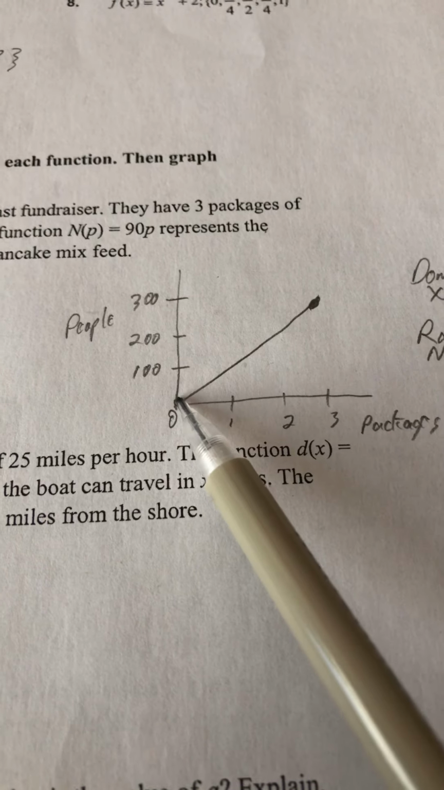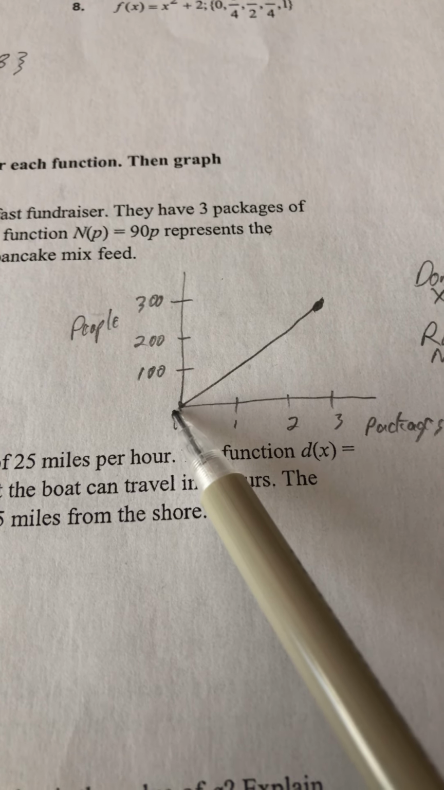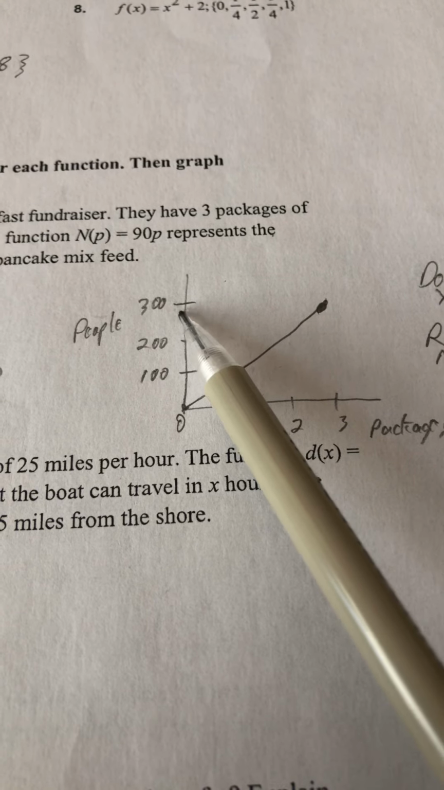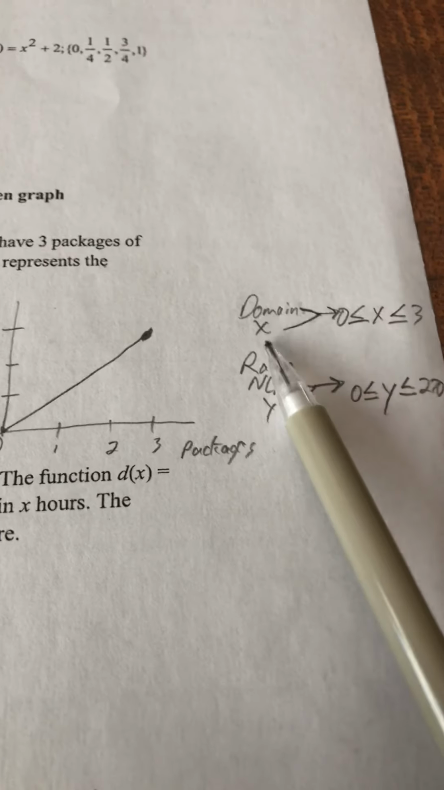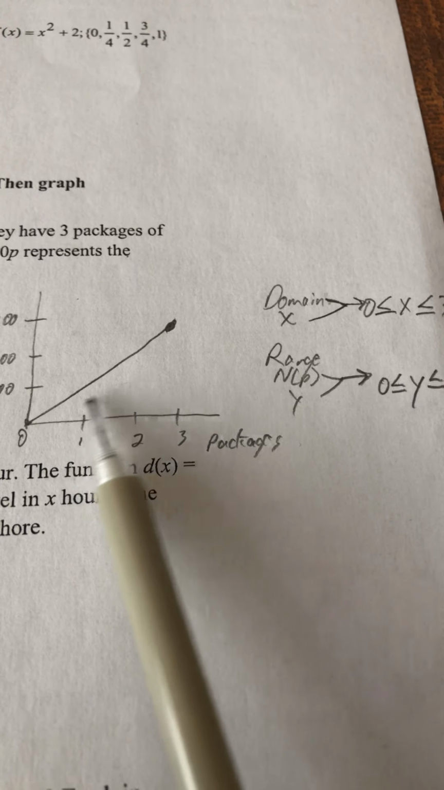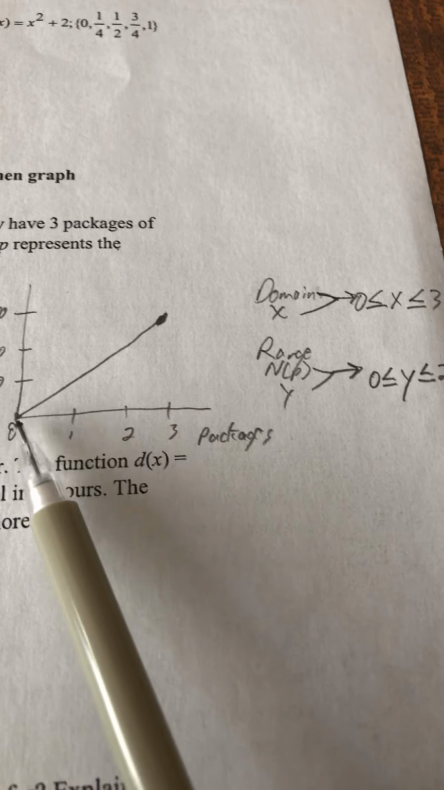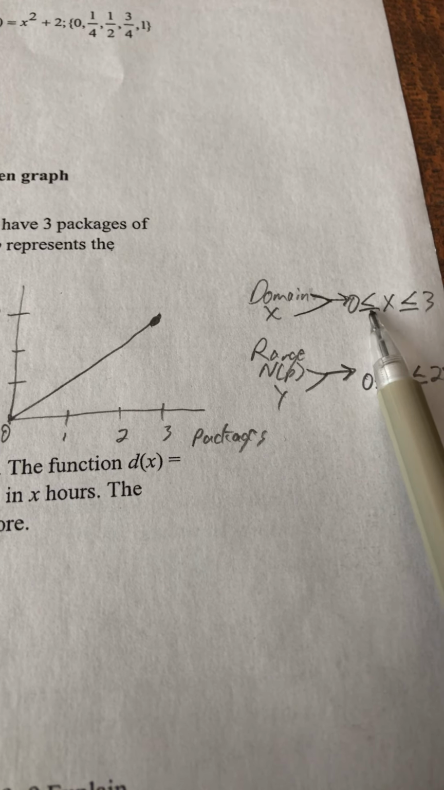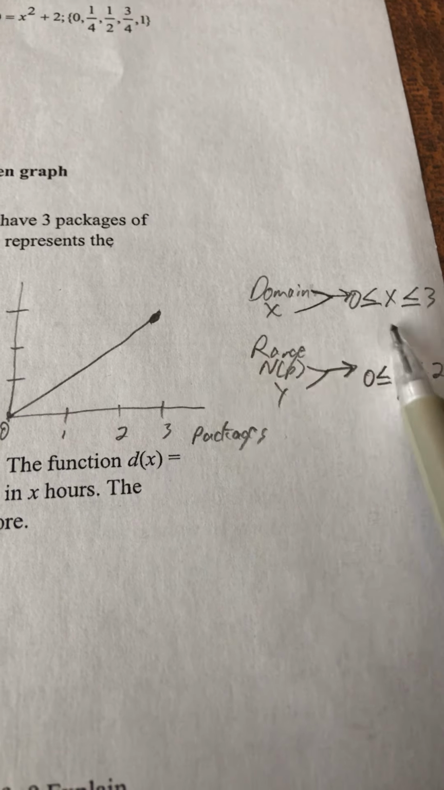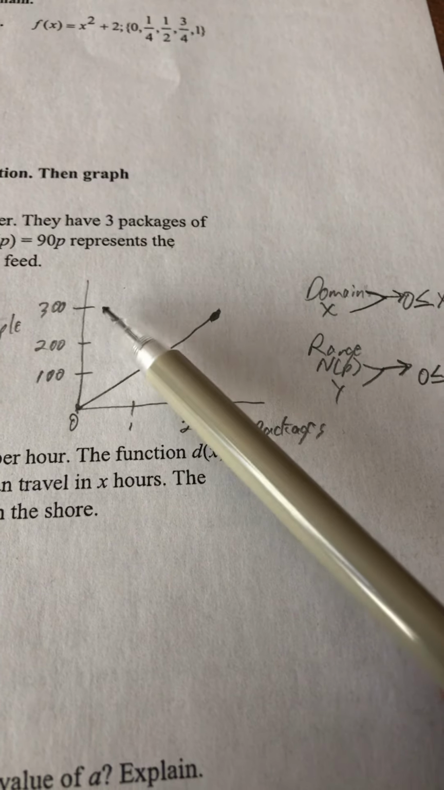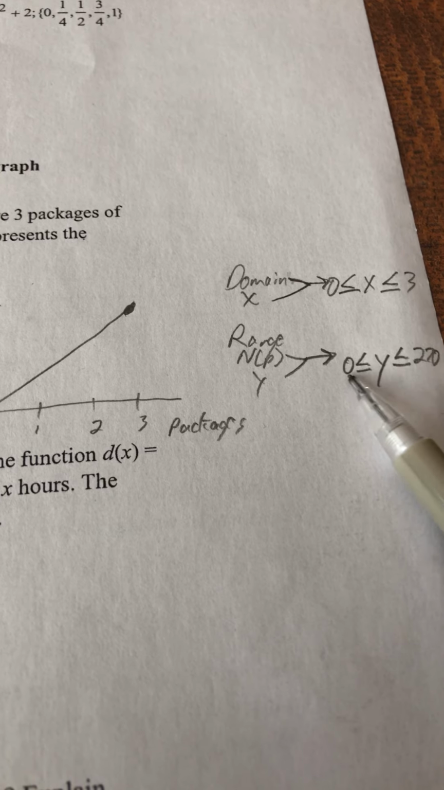So I graphed it. 0 packages is going to feed 0 people, and 3 packages is going to feed 270 people. So I just made a real basic graph like that. So the domain, all the x values, this shaded area is in between the 0 and 3. So the x is greater than or equal to 0 and less than or equal to 3. And then the range starts at 0 and goes up to 270. So it's anything in between 0 and 270.